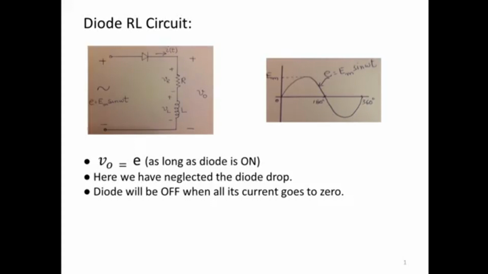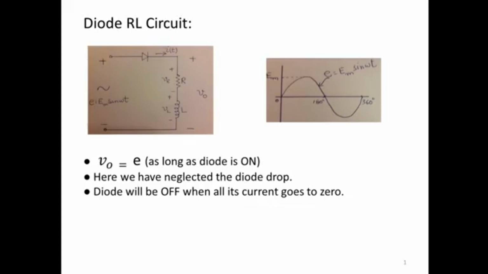As you can see in the figure, a simple diode is connected in series with an RL load, that is, the load consists of a combination of R and L. It is a diode RL circuit connected with a single phase AC voltage source. This is our main circuit.